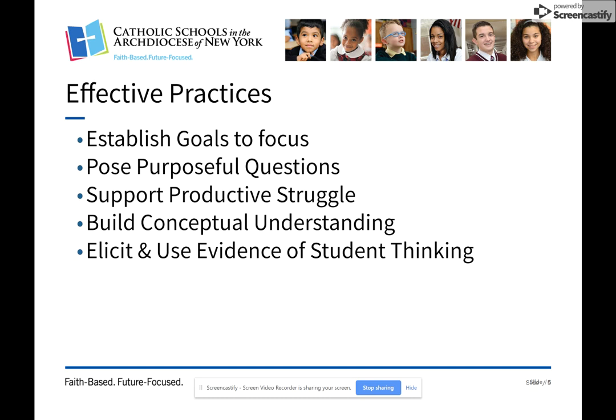It's important that just because it's an activity students can do without your immediate supervision doesn't mean that it's just busy work, that it's not still establishing a goal, being purposeful, providing some sort of productive struggle, that their conceptual understanding is being built, and that you have some sort of evidence of the thinking they did while they were working in small groups without you.